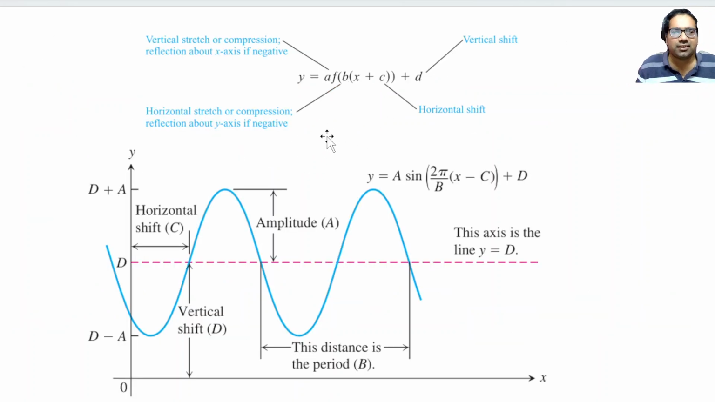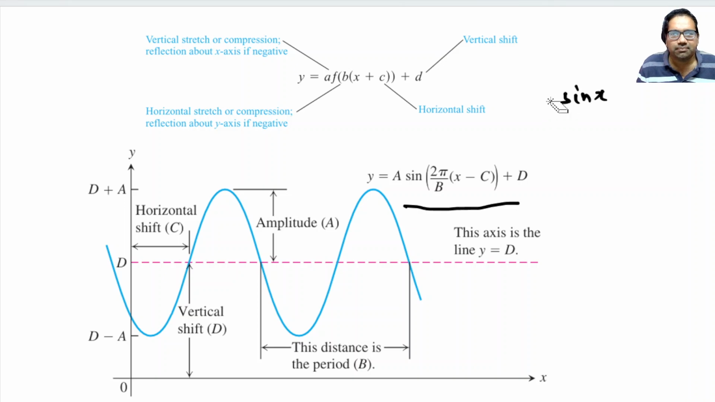Okay, let us summarize whatever we have decided. Please remember this formula. Okay, this derivation, we start with sin x. A sin x means the maximum will become a, and the minimum will become minus a.